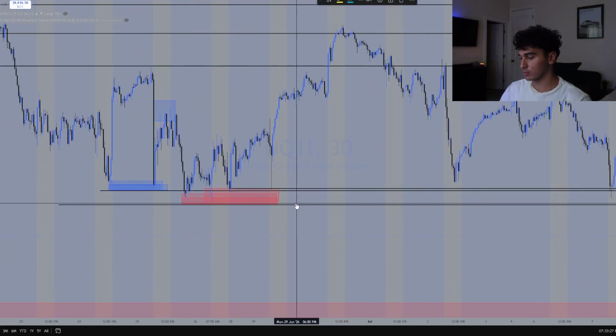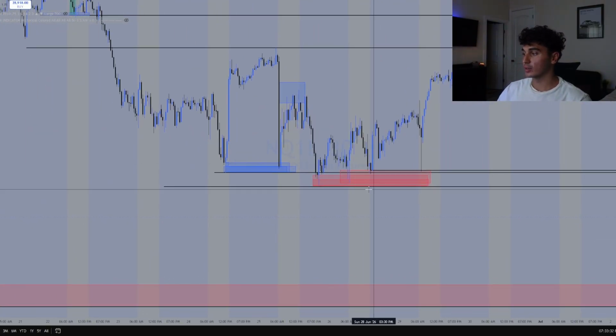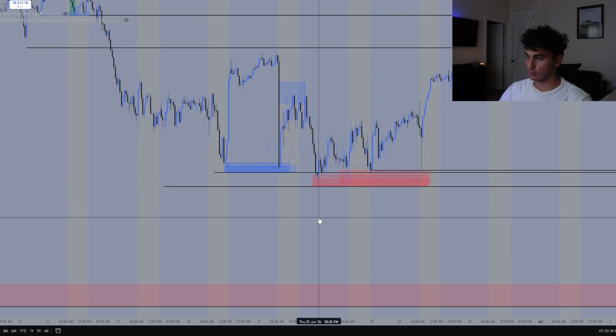Like I said, it's going to be more on the shorter side. So right here, as we can see, we have these zones down here, which are pretty much 30-minute, 15-minute, and 5-minute demand zones that we have here.